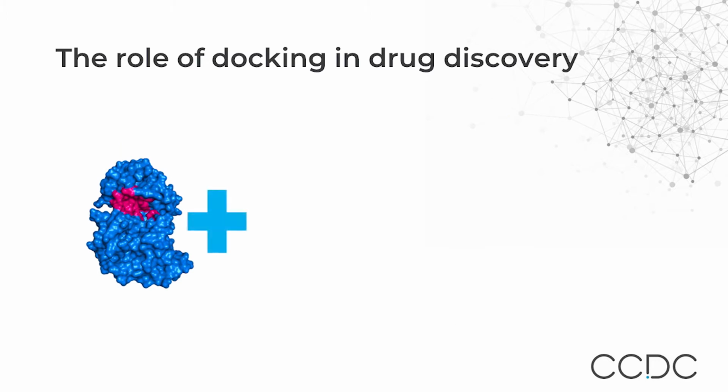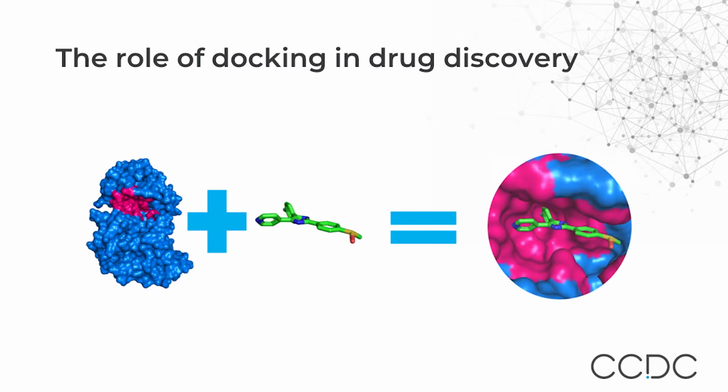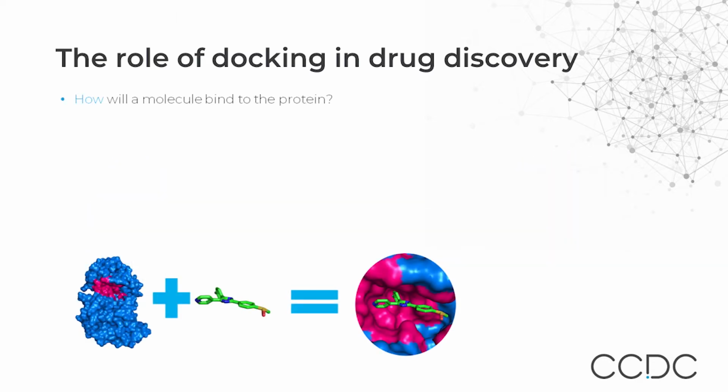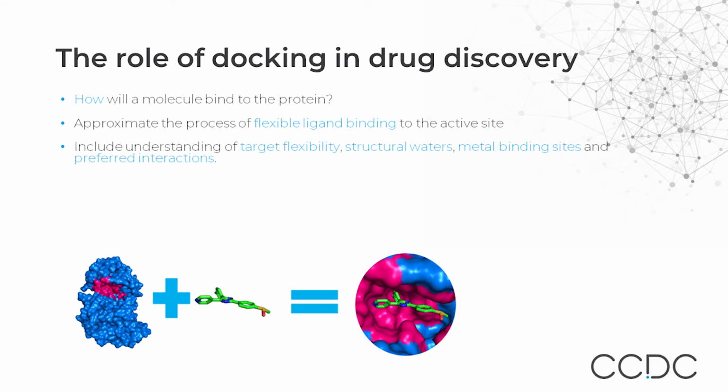When you investigate potential drugs for a new protein target or try to improve existing medicines, it is important to know how a proposed molecule binds to the protein. Docking a ligand into a protein binding site is commonly used for pose prediction. It approximates the process of flexible ligand binding to an active site. Docking can involve the knowledge of target flexibility, structural waters, metal binding sites, and preferred protein-ligand interactions.